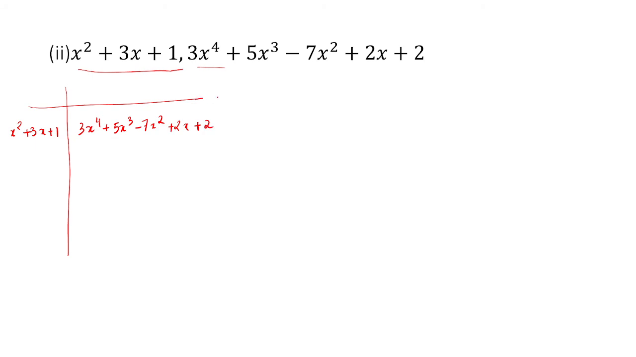Alright, so let's see. What should you multiply x squared with in order to get 3x to the power 4? So obviously you have to multiply it with 3x squared. When you multiply x squared into 3x squared, you get 3x to the power 4. Clear? Now, there's a plus here, 3x squared into 3x becomes 9x cubed. 1 into 3x squared becomes plus 3x squared.